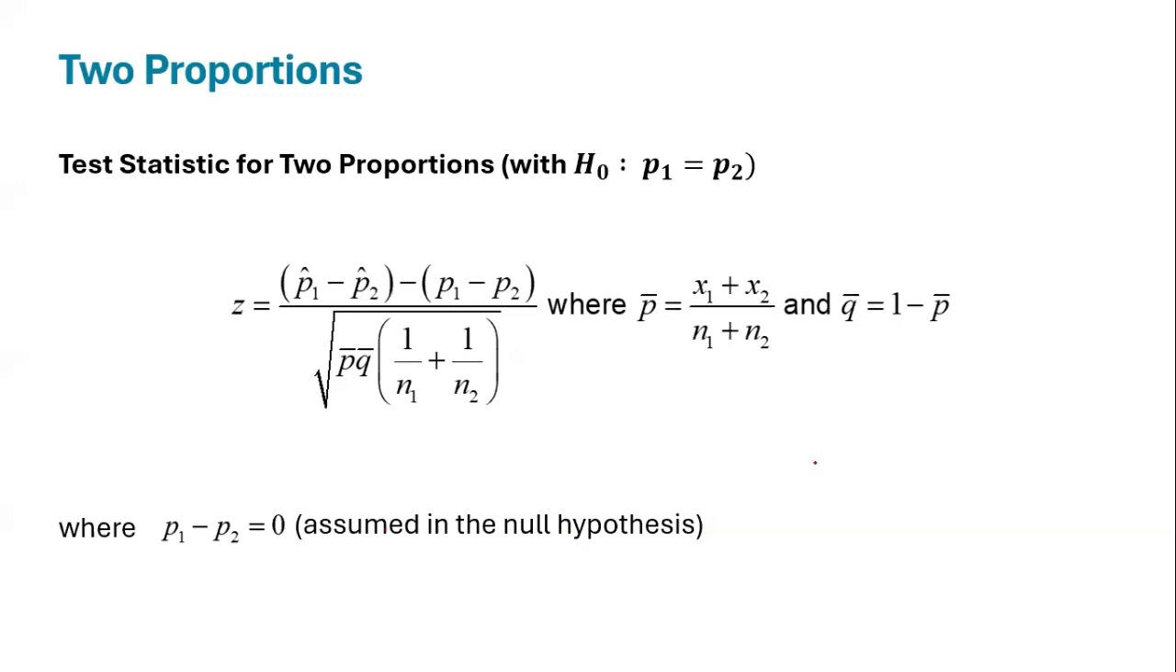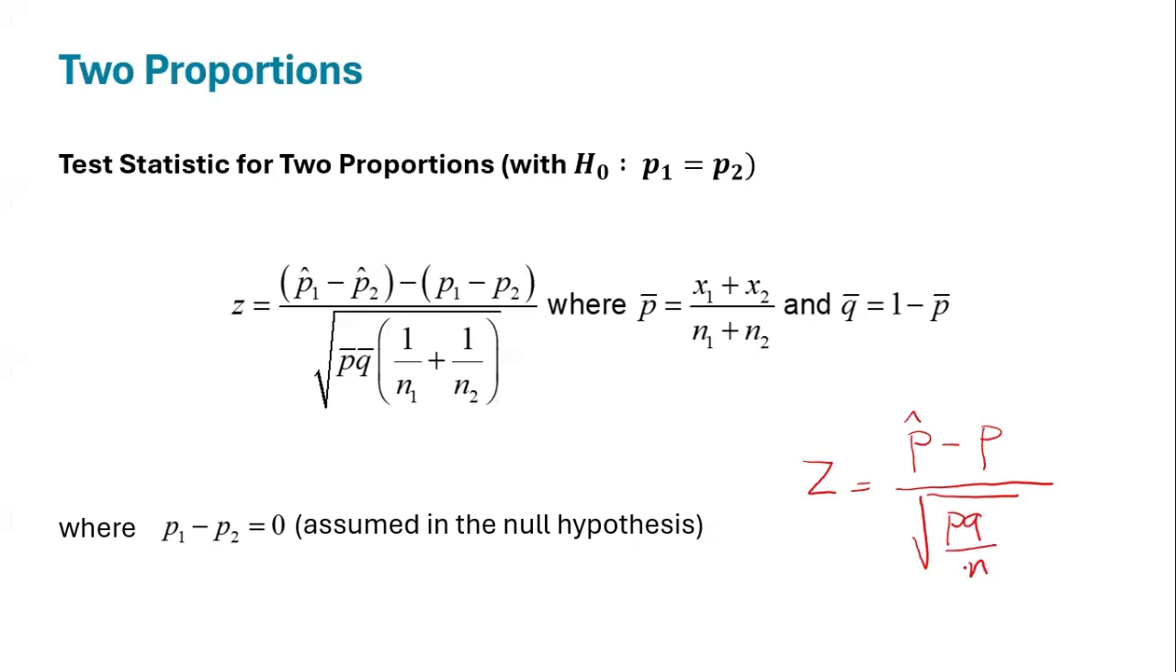So in chapter 9, we said whenever we work with the population proportion, we need to use z-test. Again, we're going to use z-test. In chapter 9, we had only one sample. So the formula was p hat minus p over the square root of p times q over n.